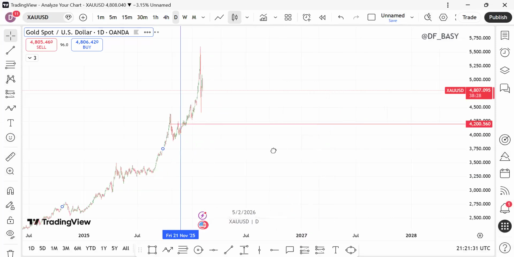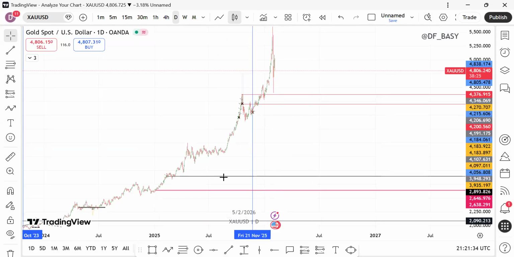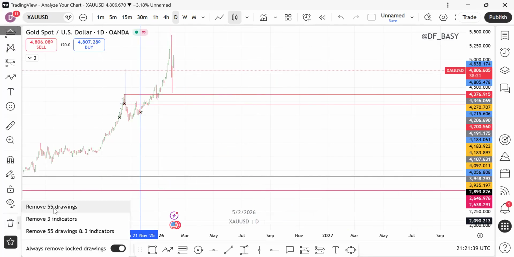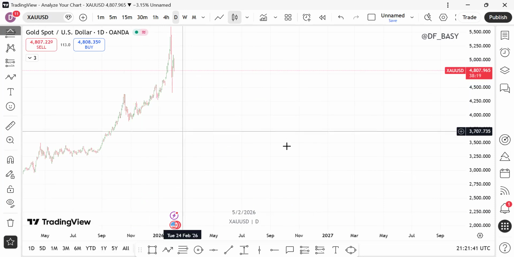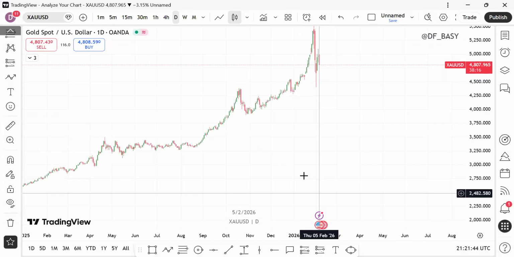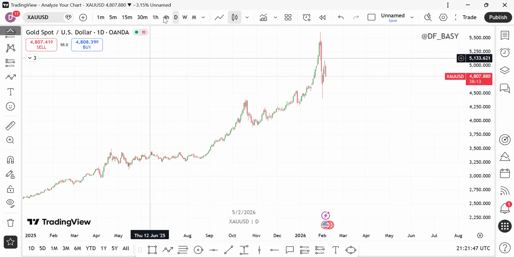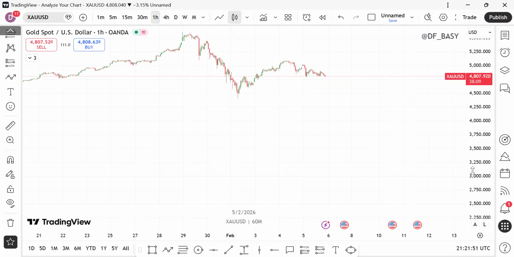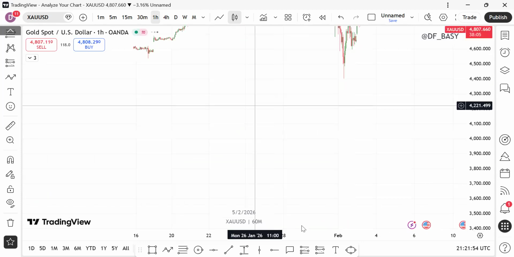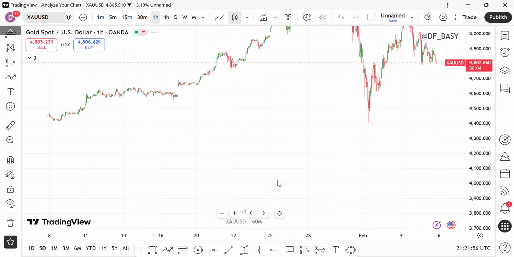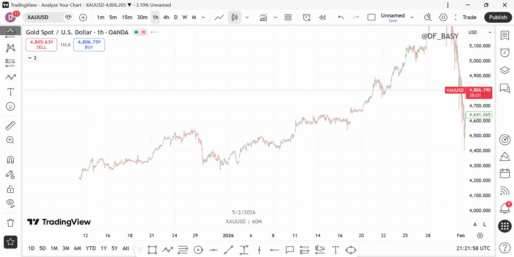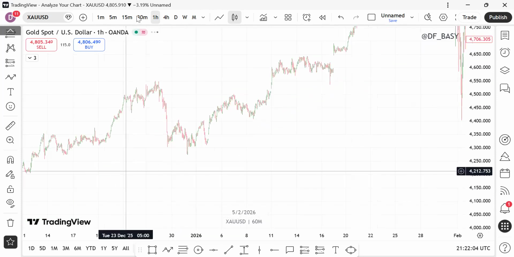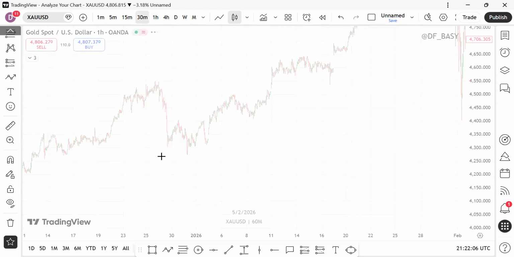Okay, so gold is forever bullish. Let me clear these drawings over here. Okay, now here it is. Break down to the 1 hour time frame. Break down to 30 minutes. Sweet.